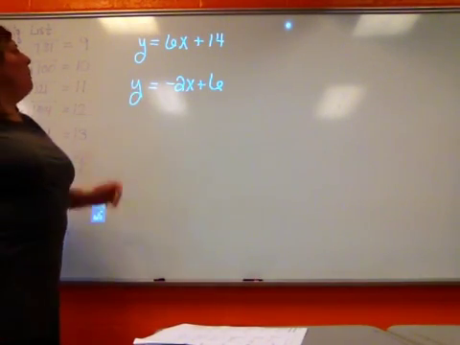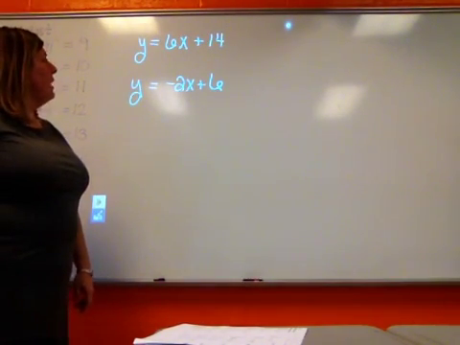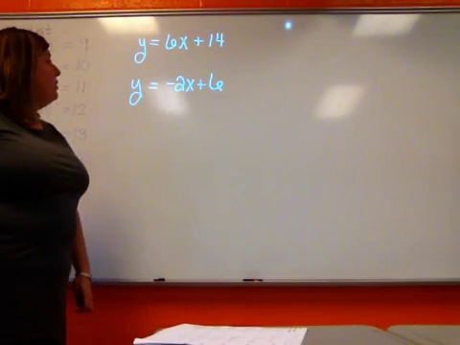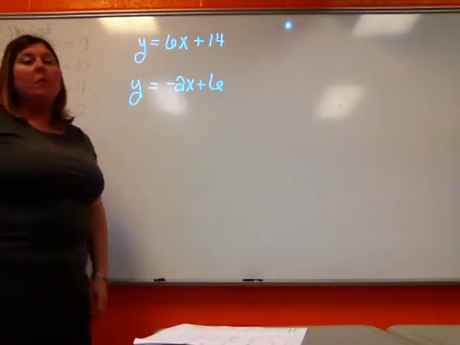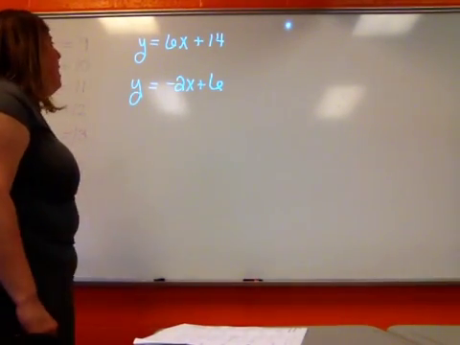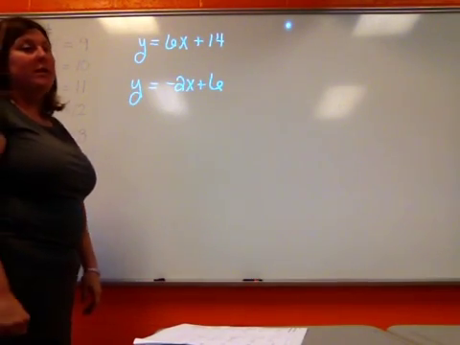And we're back. We're back with y is equal to 6x plus 14 and y is equal to negative 2x plus 6. And the reason that we're back is because you missed this problem, and I'm going to show you how you should have worked it.